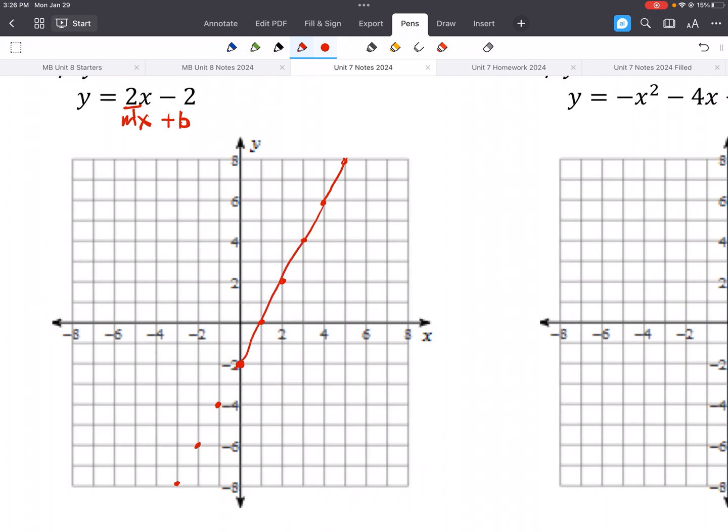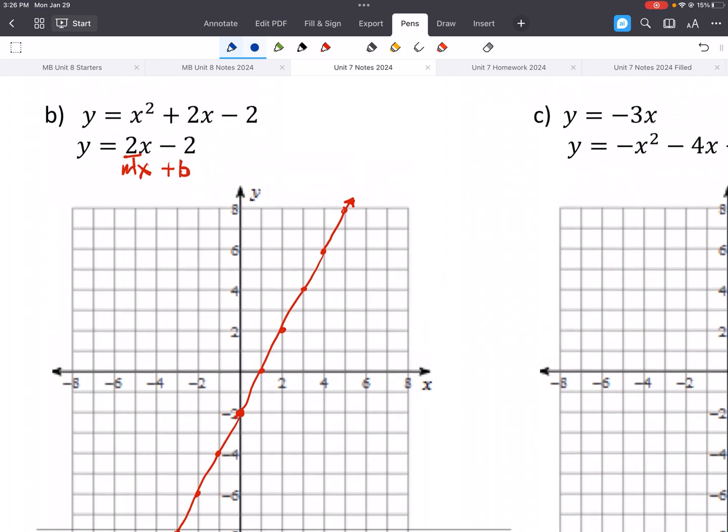Again, do your best. I'm trying to save some time on this video, but do your best, because if you don't have your points in the right spot, then they might not intersect correctly. All right, so that's our linear equation.